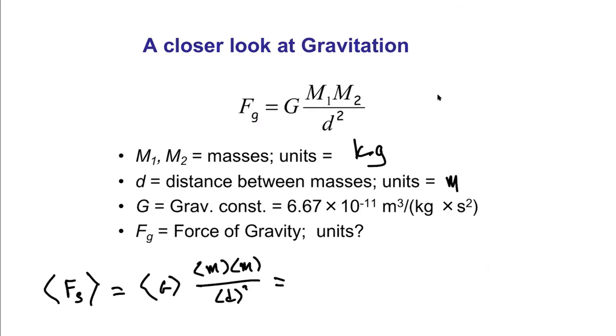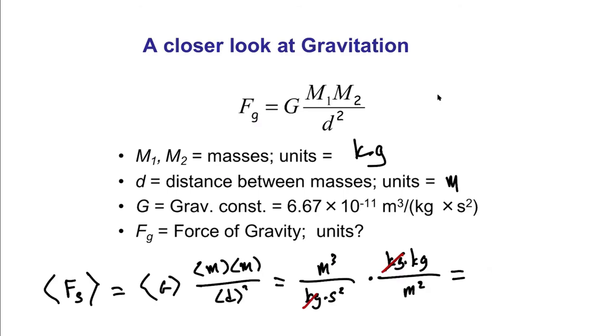So the unit on G, I know, is meters cubed on top per kilogram times second squared on the bottom. I've got two masses on top, that's kilograms times kilograms. And I've got a D squared on the bottom. Let's use meters. I've got a meter squared on the bottom. So I can cancel some things out. If I have things on the numerator and denominator, they can cancel out. One of these kilograms, I'll use red. One of these kilograms will cancel one of those kilograms. I've got still 1 kilogram on top.